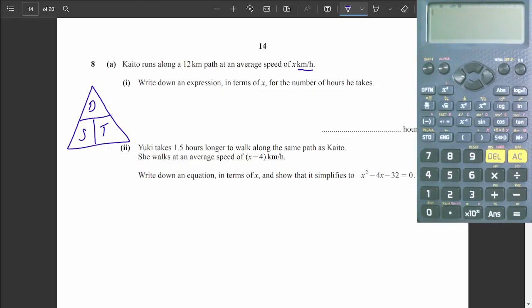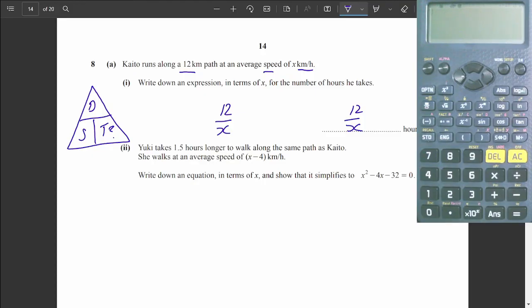So that's the time. We want to know this. So we need to do distance divided by speed. We got the distance there, 12 kilometers. We need to divide it by s, the speed, which they've given us is x. And that's it, 12 divided by x. That is the time it takes for Katya to run along this path.